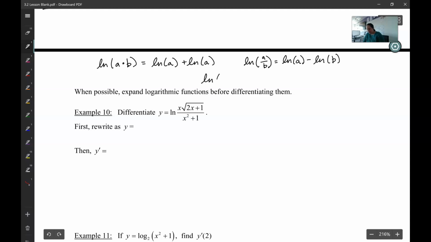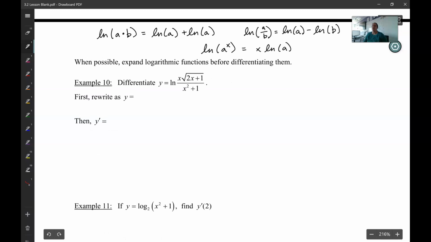And if I have an exponent, then that exponent can go out in front. So those are my 3 logarithmic rules. Now, it is far easier to differentiate logarithms if you apply the rules, then differentiate. You can differentiate this big gross thing, but you're going to need a product rule and a quotient rule and some chain rules, and it gets really gross really fast.